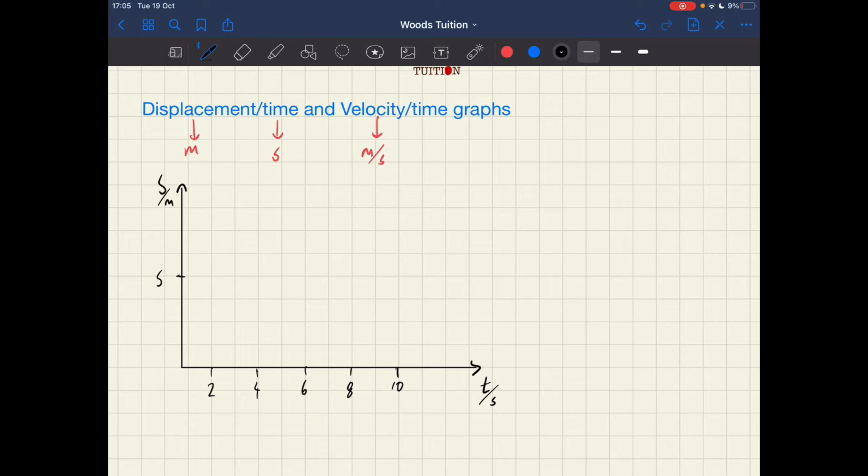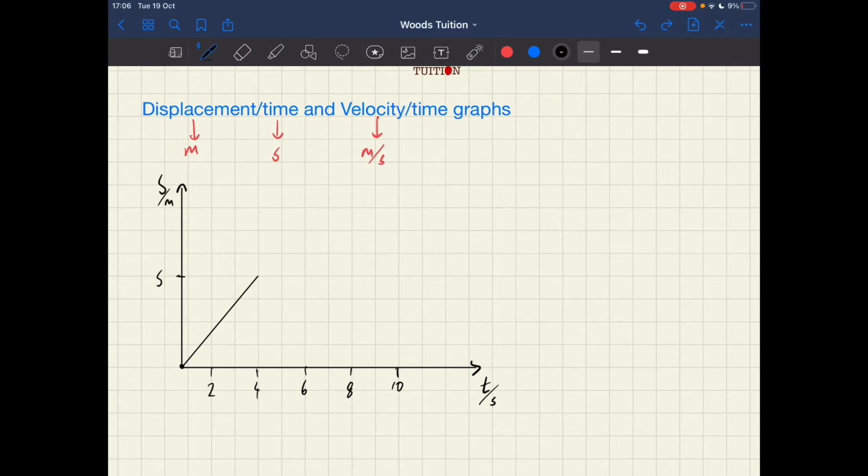So if we looked at a graph and the question said something like, in the first 4 seconds, Jim is displaced 5 meters from his starting point. So he starts at 0 meters, because that's his origin point, and in the first 4 seconds he's displaced 5 meters. So he'd end up at the point (4, 5), with t on the x-axis and displacement on the y-axis.